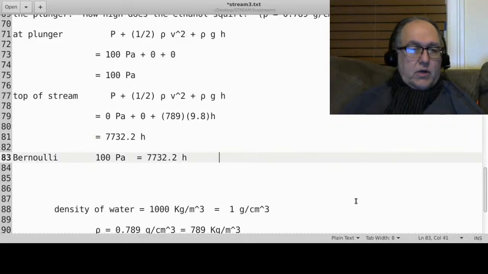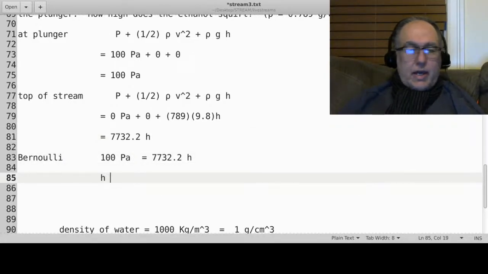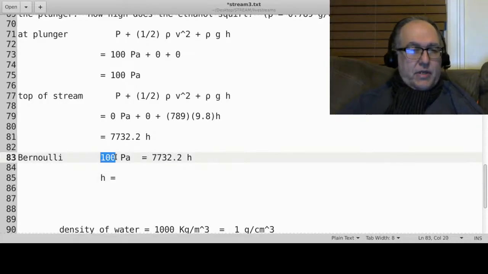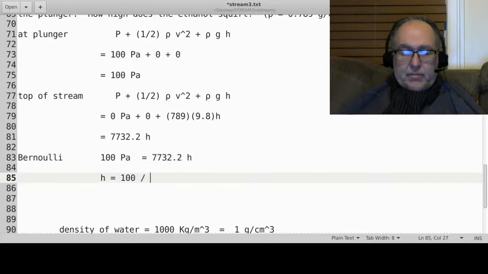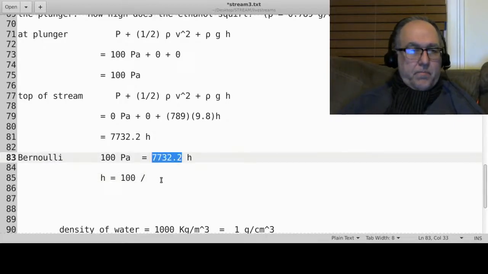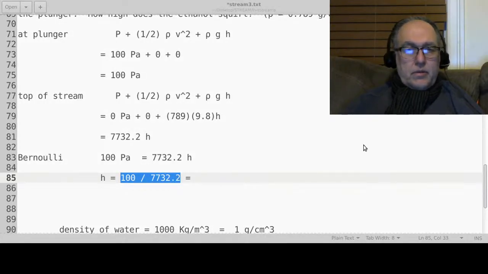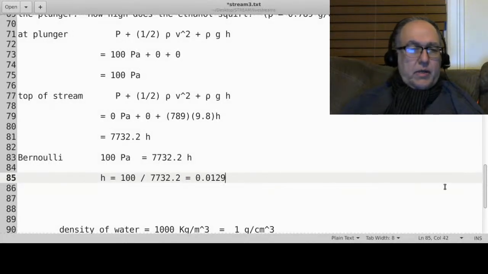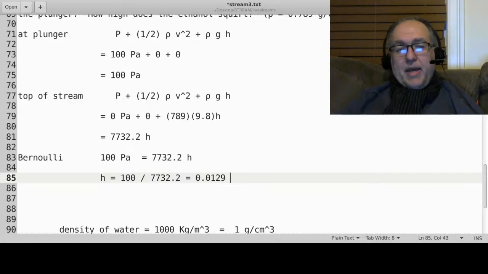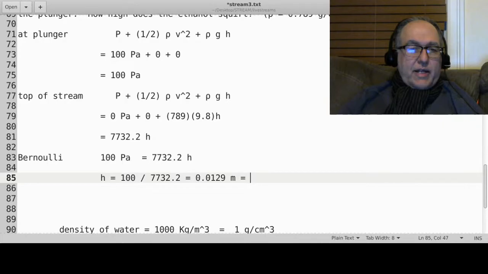Okay, and so h, I guess 100 pascals isn't that much. h is going to be 100 divided by that number there. Okay, and what's that equal to? And there we go, to three significant figures. What are the units? MKS units for height, meters. Okay, or if we want to convert that to centimeters, 1.29 centimeters.